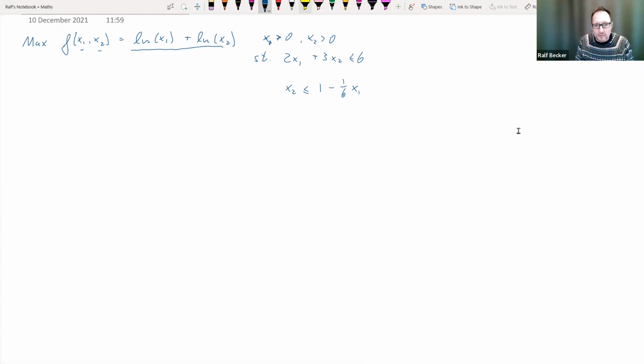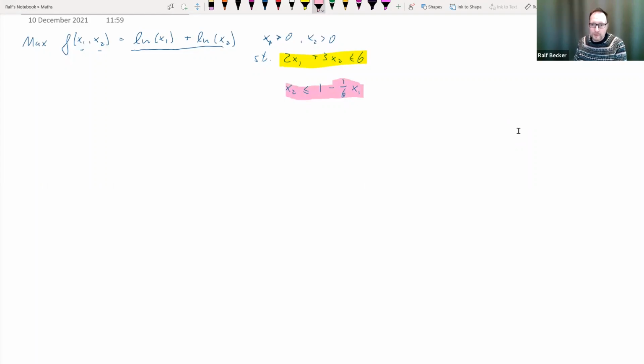And here are our constraints. So here's a constraint. This is one constraint, 2x1 plus 3x2 has to be smaller than 6. And we're having a second constraint. x2 has to be smaller or equal to 1 minus 1/6 of x1.